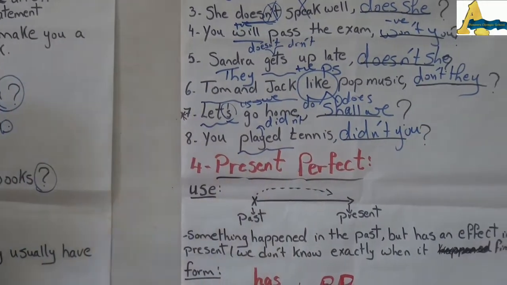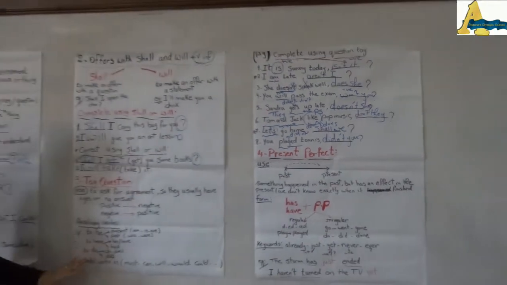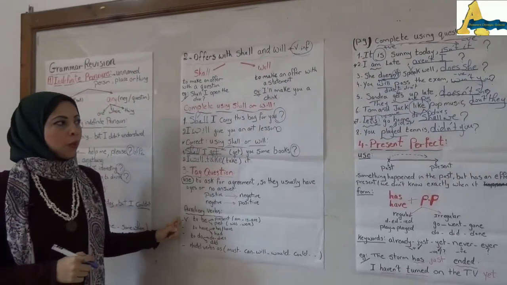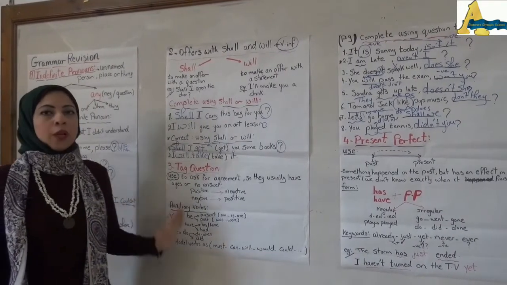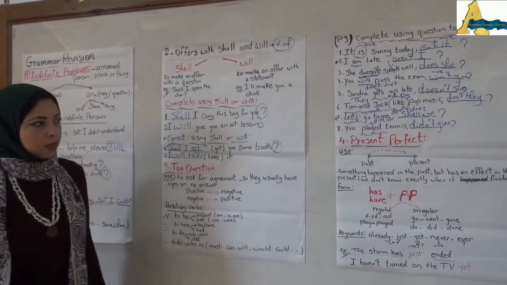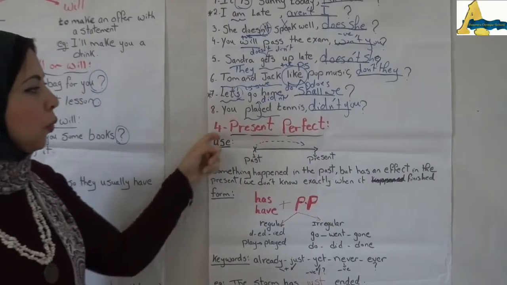Okay, so again, question tags, the most important thing is that they depend on the auxiliary verbs that we took before. We have to search for them in the sentence, and then we start to change from the positive to negative and from the negative to positive. Number 4, we took present perfect.